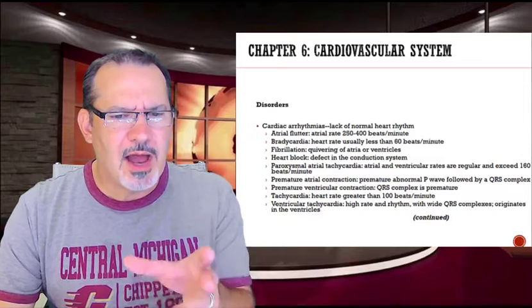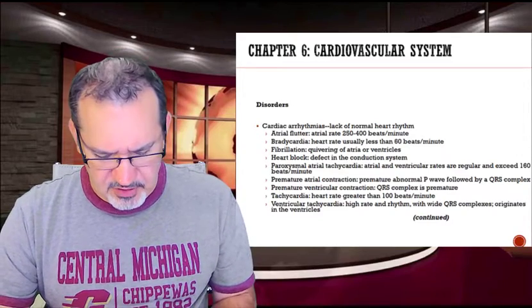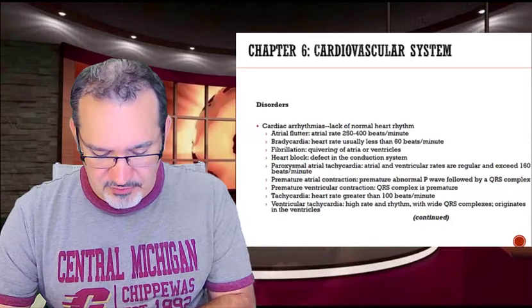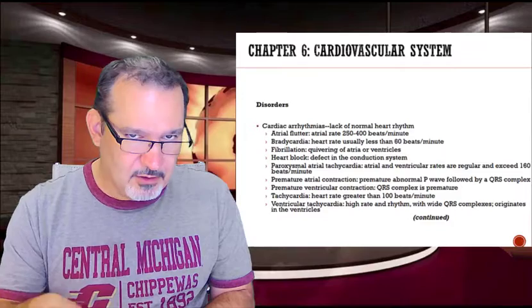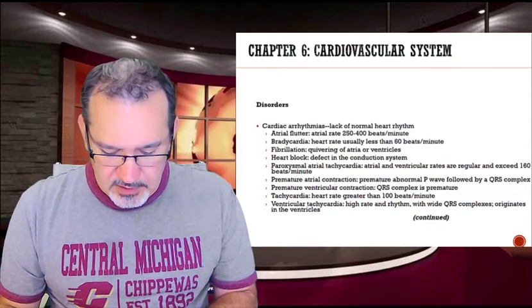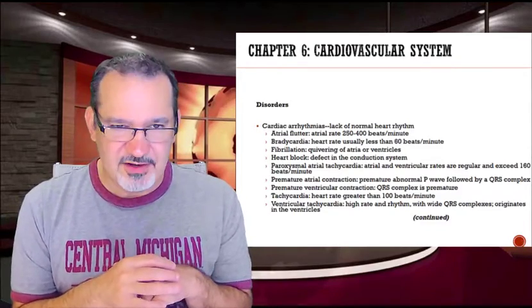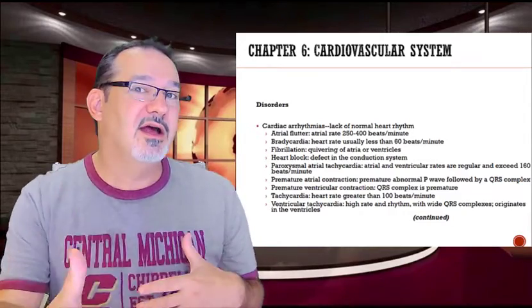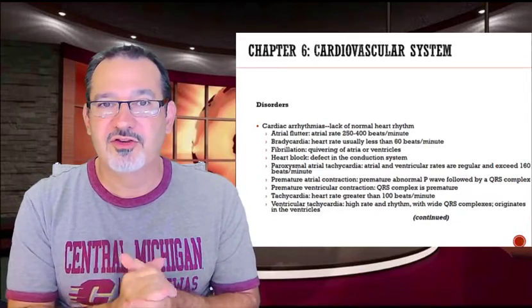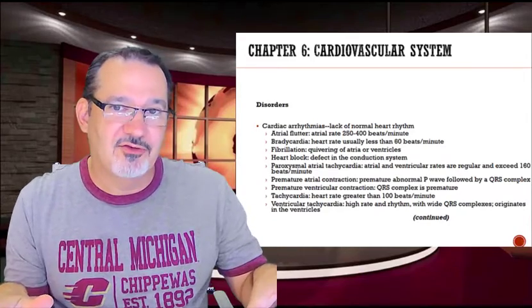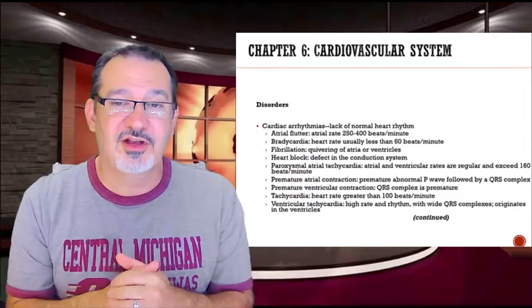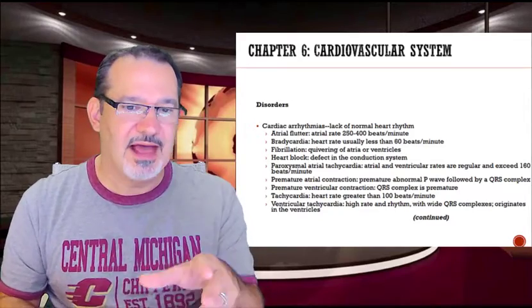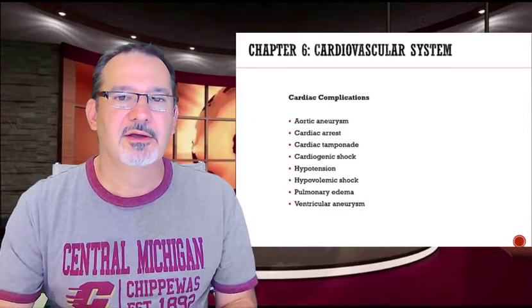Let's see. And then paroxysmal atrial tachycardia. Let's talk about that for a second. It's an arrhythmia in which the atrial and ventricular rates are regular and exceed 160 beats per minute. This arrhythmia is typically characterized by sudden onset and then termination. So a quickening of the pulse rate to 160 beats or higher, but then going back to under 100, somewhere between 60 and 100 fairly quickly. Sudden onset, no real reason for why it happens. That would be paroxysmal atrial tachycardia.